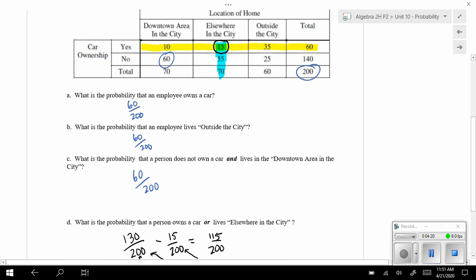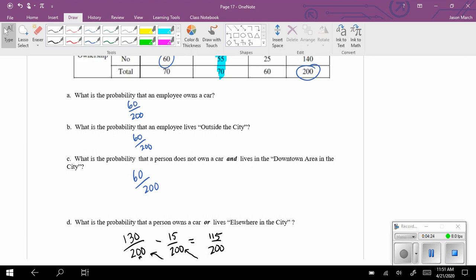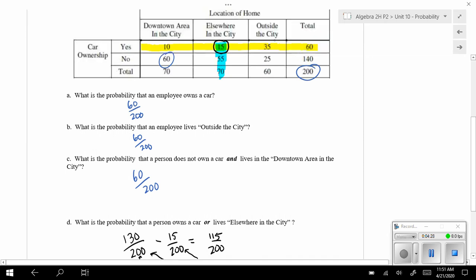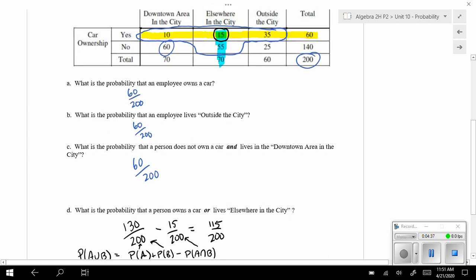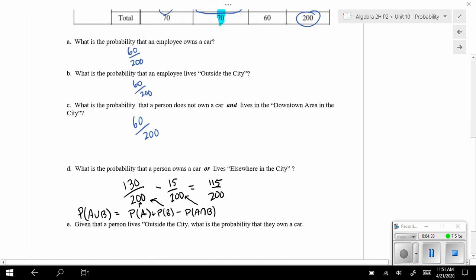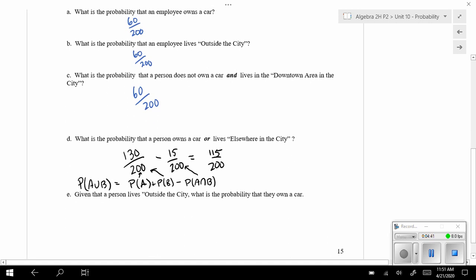Another way you could actually answer this question is by, instead of using the margins, and the margins being the 60 and the 70, if you go ahead and just add these numbers together, it's a little bit more math, but it kind of avoids the double counting. So if I do 10 plus 15 plus 35 plus 55, that also gives me 115 out of 200.